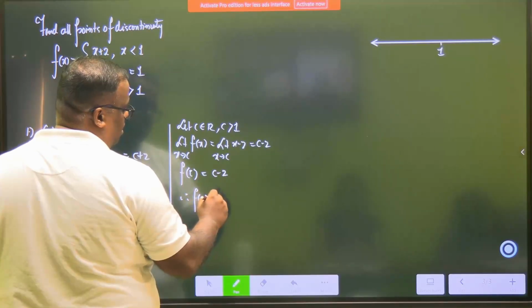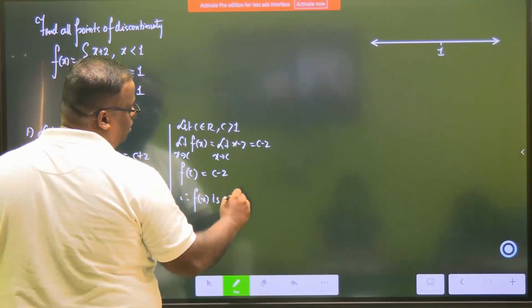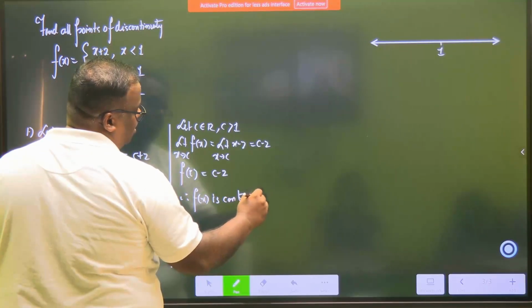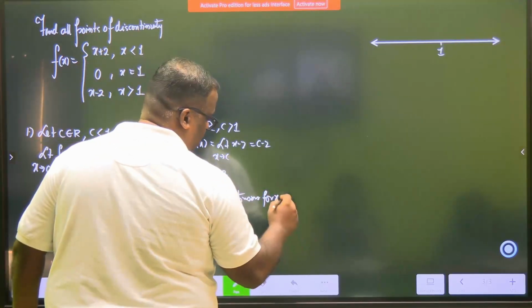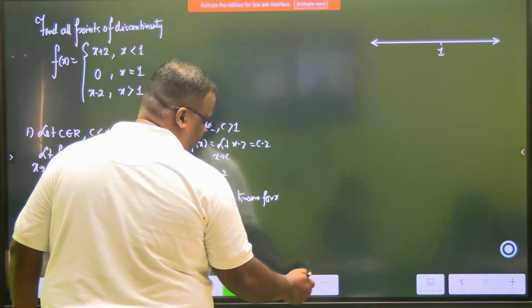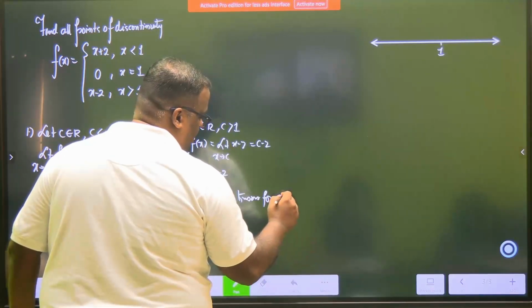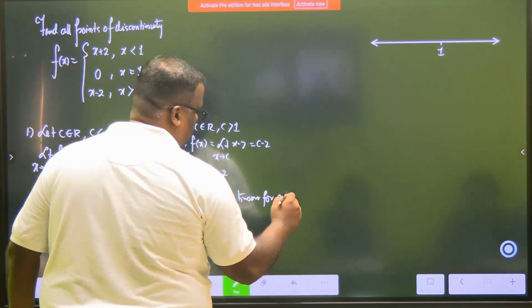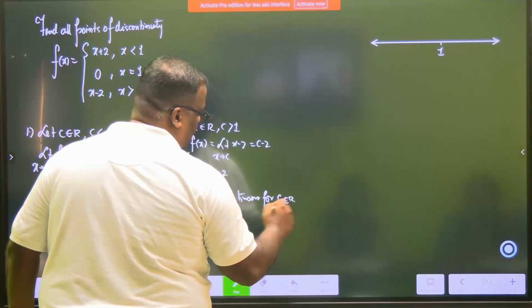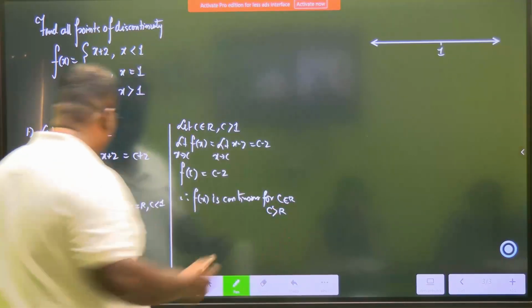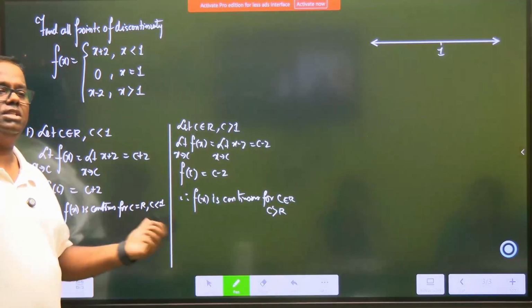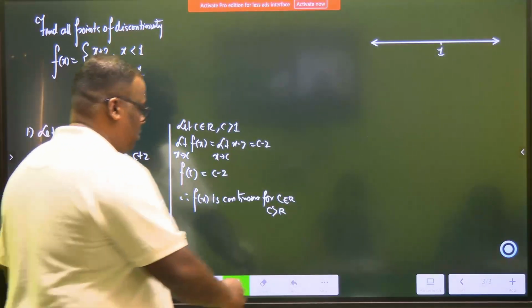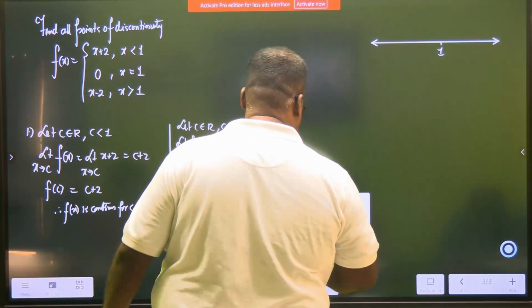f(x) is continuous for c belonging to R, and you can still add one more line: f(x) is continuous for x equal to c, where c means c is a point on x. This is understood. Okay, let's see the next one. This is interesting.